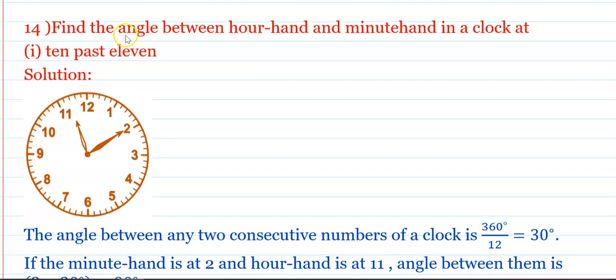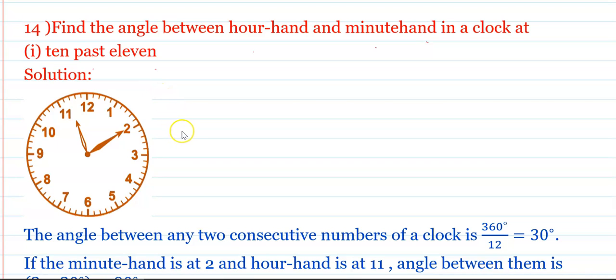Okay. Find the angle between hour hand and the minute hand in a clock at 10 past 11. Okay. That means at 11:10 we have to find out the angle between these two hands.